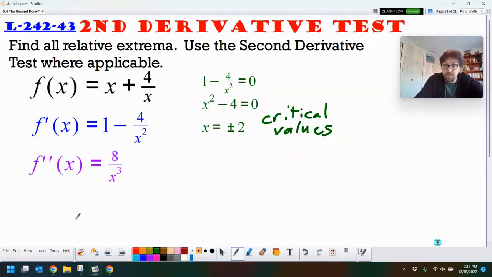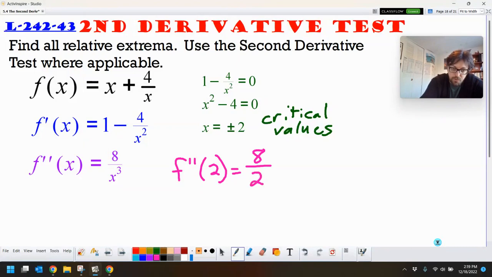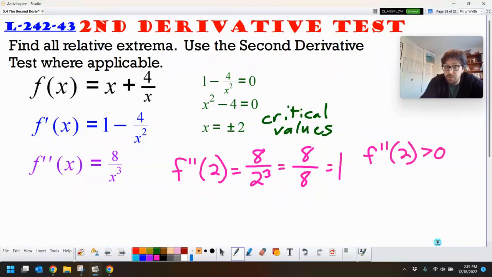I want to know if these are going to be maxima or minima or both. No, they can't be both. But just plug it into the second derivative. So let's see what f double prime of 2 is. That's going to be 8 over 2 cubed, which is 8 over 8, which is just 1. So f double prime of 2 is greater than 0, so that means we are concave up. And if we are concave up, that means we have a minimum value at 2.